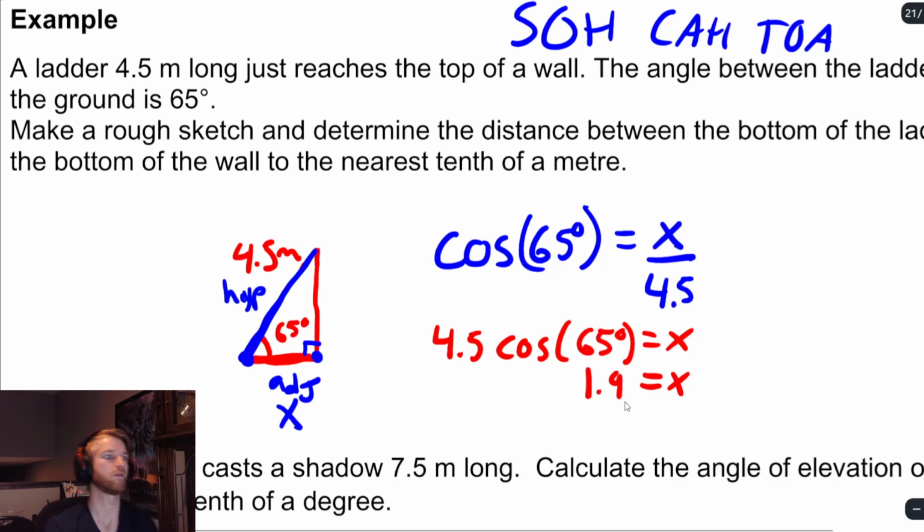1.9, and this is in meters because our other measurements are in meters. So x is 1.9 meters. That means right here is 1.9 meters. That's what we just found was the distance between the ladder and the wall, 1.9 meters. And we're done. Okay, so really the only thing that was new there was just drawing the diagram.